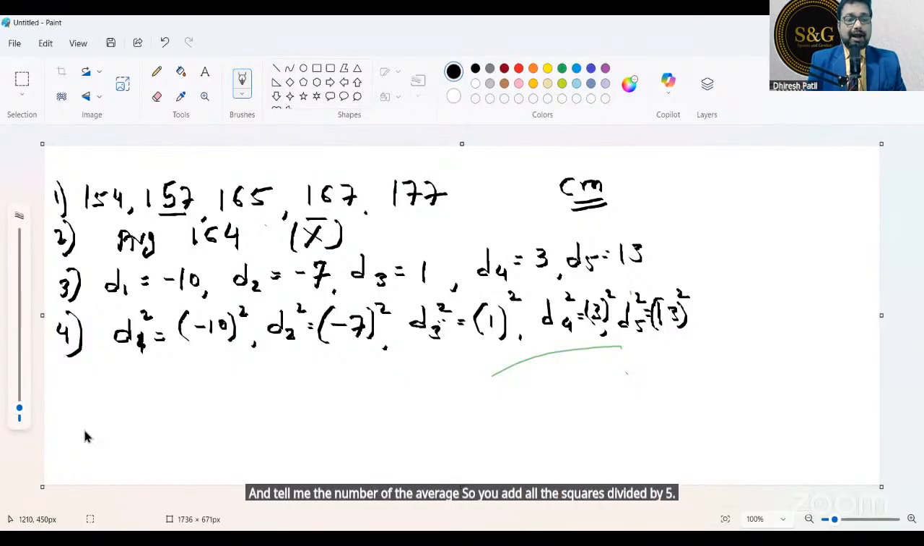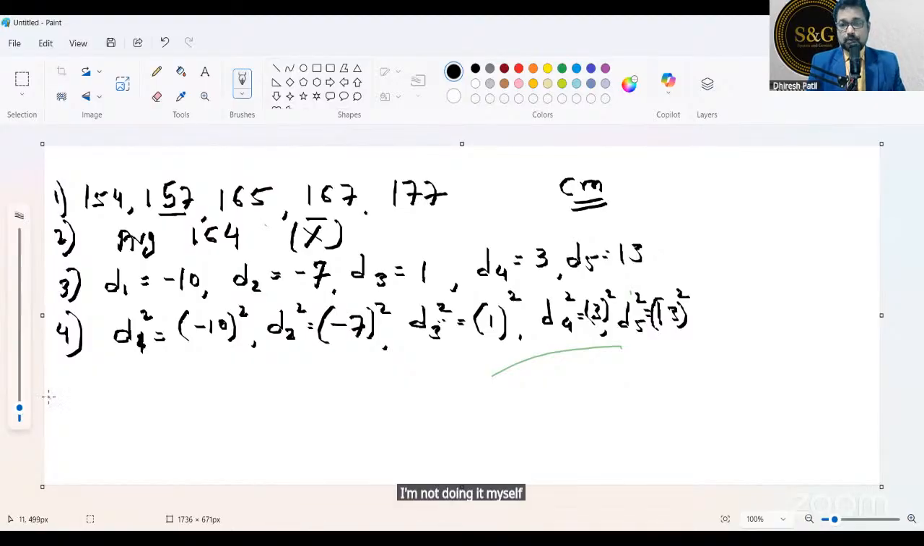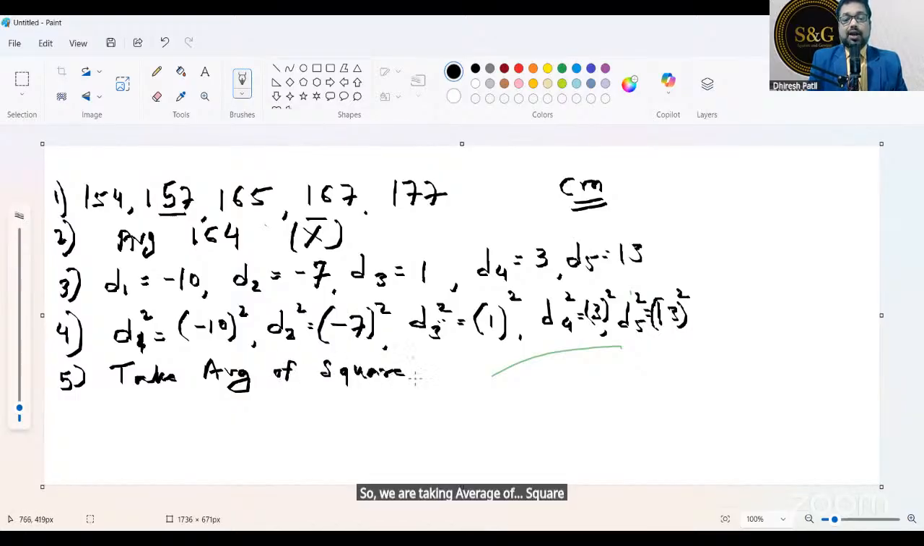What is the number? I'm just going by your calculation. I'm not doing it alone. I'm not doing it myself. Okay. 65.6. So we are taking average of squared deviation. Write this down.